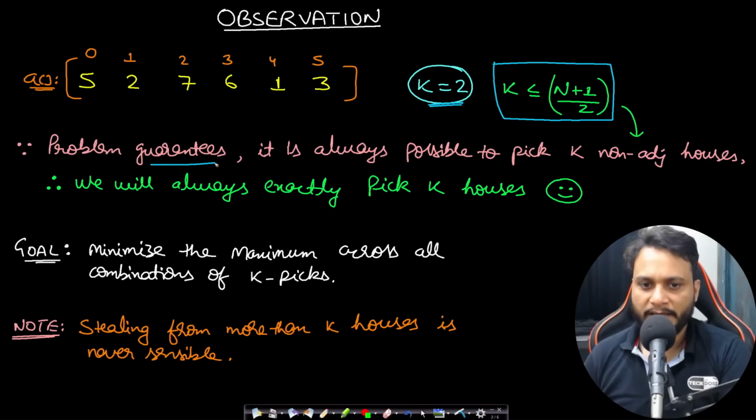Since the problem guarantees it is always possible to pick k non-adjacent houses, we will always pick exactly k houses, because we cannot pick fewer houses, right? And why do we pick only k houses? Because let's say that our k value is equal to 2, and since our goal is to minimize the maximum across all the combinations of k picks, let's say that one of the combinations that I picked was 2, 1, because I was forced to pick at least k items.